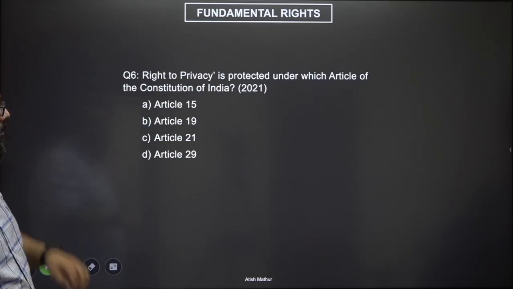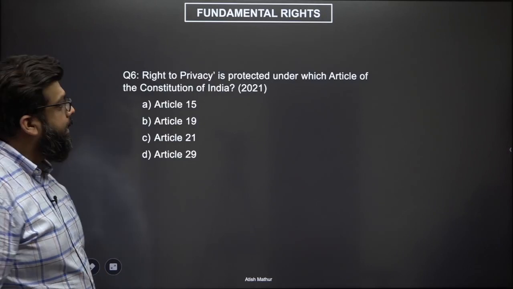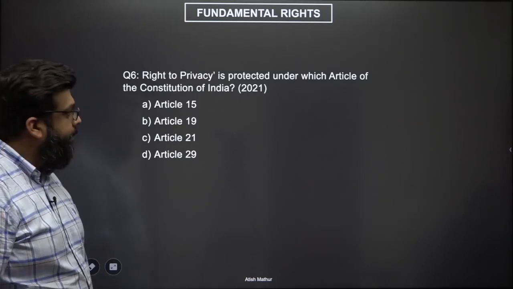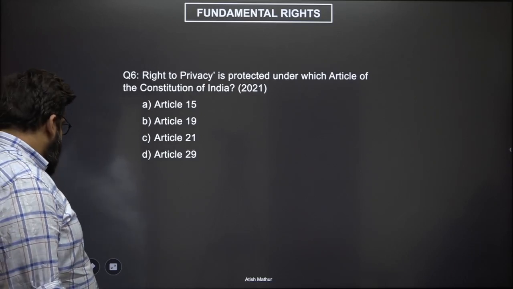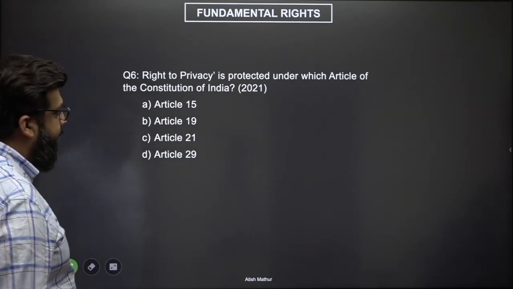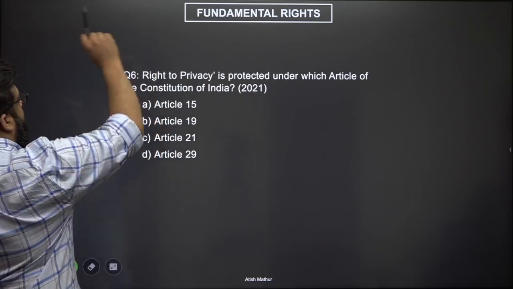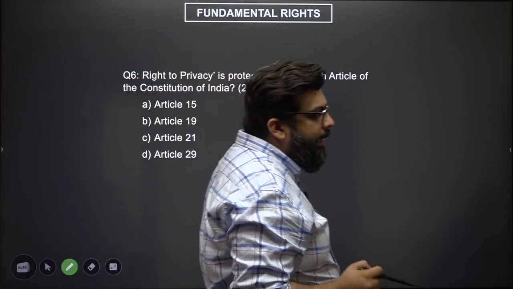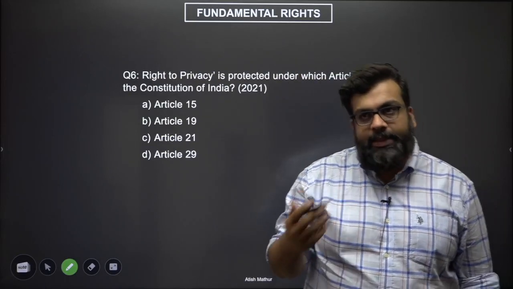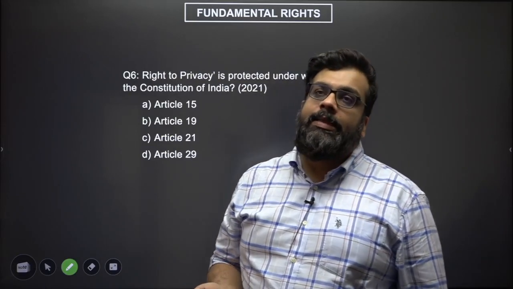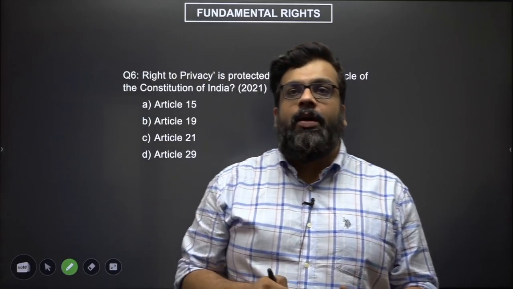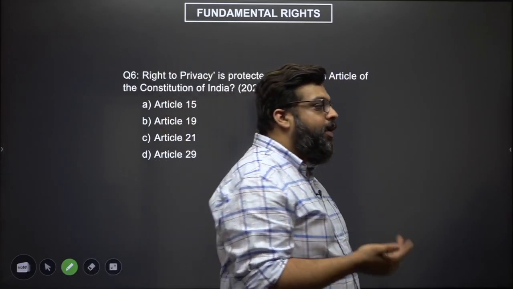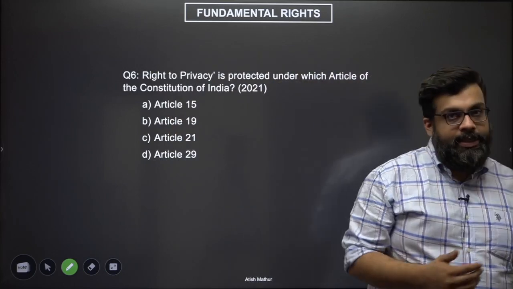Question number 6. Far too simple for us to bother. Right to privacy is protected under which article of the Constitution? 15, 19, 21 and 29. Now, be very careful about this. Unless a fundamental right has been directly derived from an article, for example, right to information is derived from the right to freedom of speech. It has been declared as a fundamental right under the freedom of speech and expression.